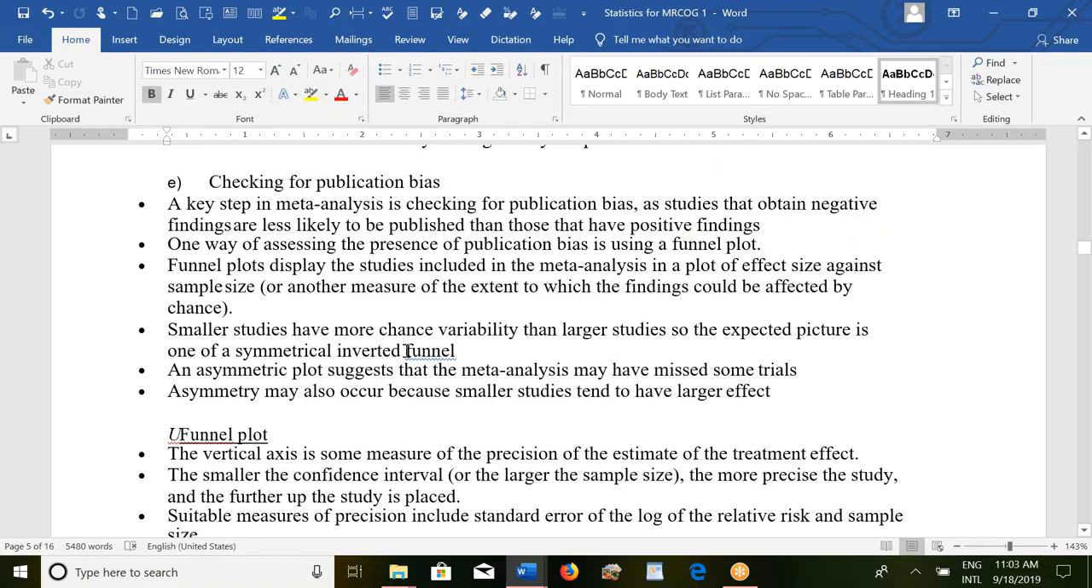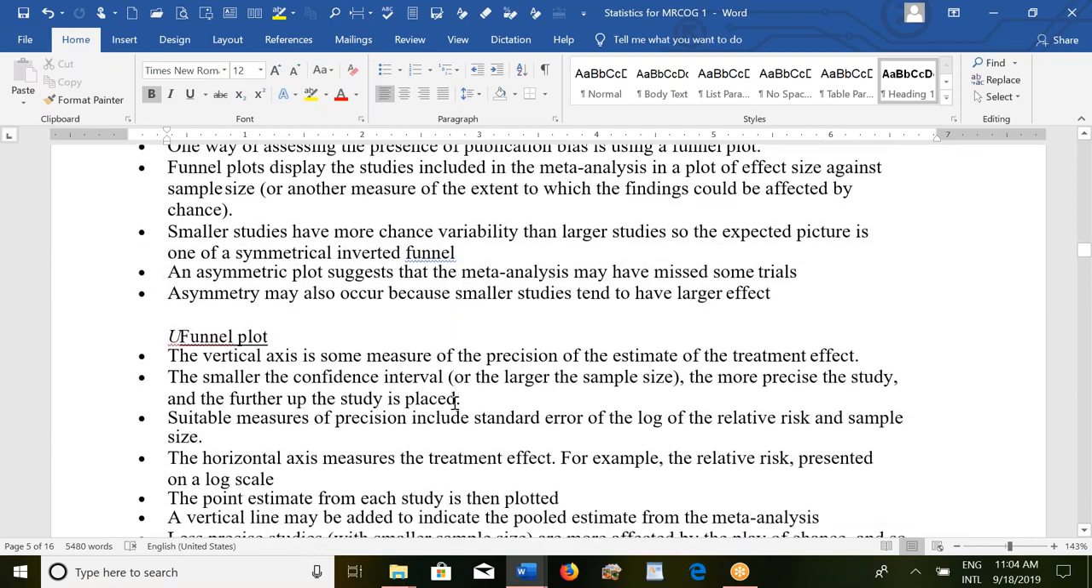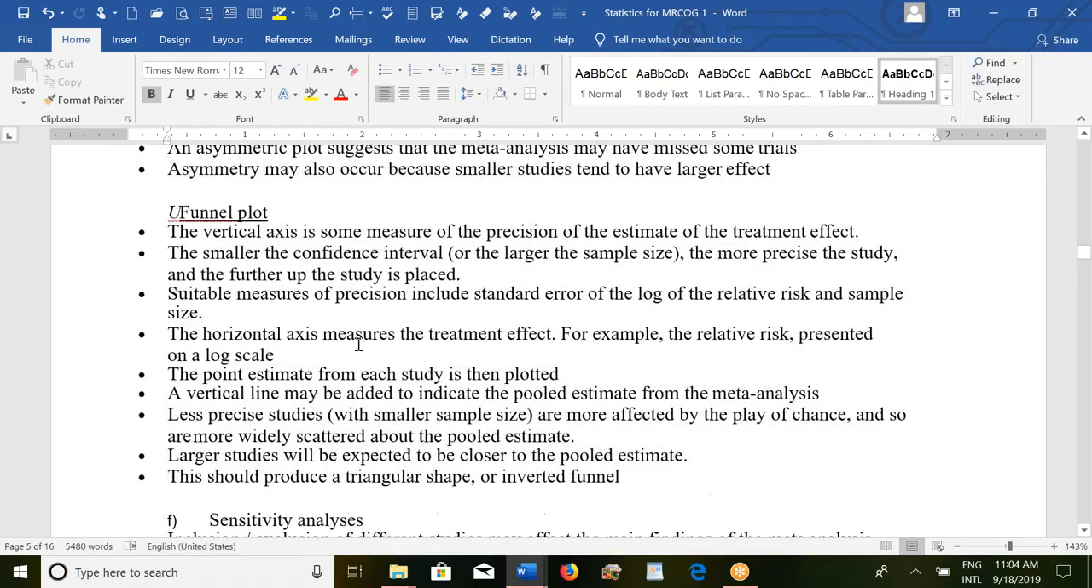Smaller studies have more chance variability than larger studies, so the expected picture is a symmetrical inverted funnel. An asymmetric plot suggests that the meta-analysis may have missed some trials. Asymmetry may also occur because smaller studies tend to have larger effects. So that is the point. Then you can leave this funnel plot. Briefly we will go over this one.